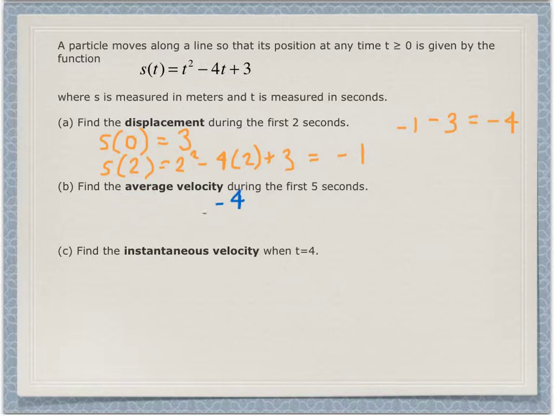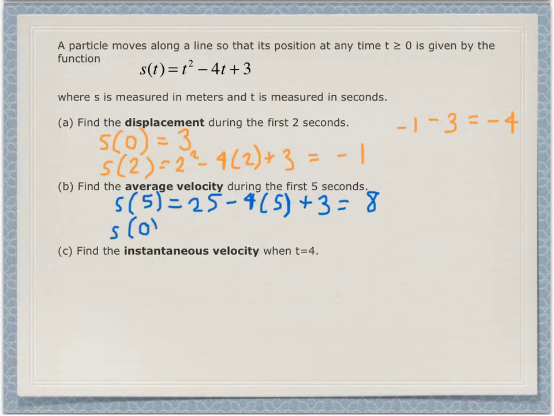Sorry about that. My average velocity, I just want to consider what my y value is going to be at 5. So my s of 5 is going to be 25 minus 4 times 5 plus 3. If I figure that out, that's 25 minus 20 is 5, 5 plus 3 is 8. Okay, and then what's my s value at 0? Well, we already knew that. That was going to be 3.